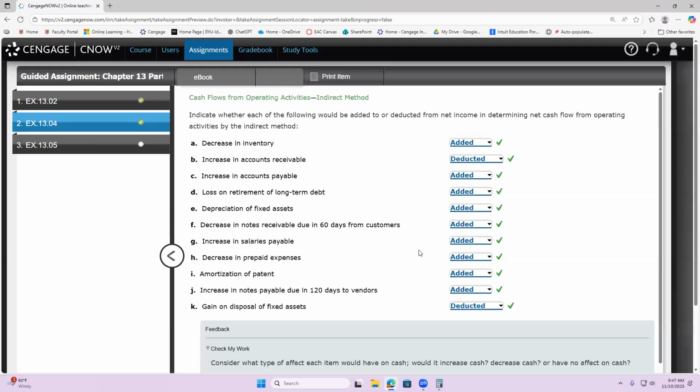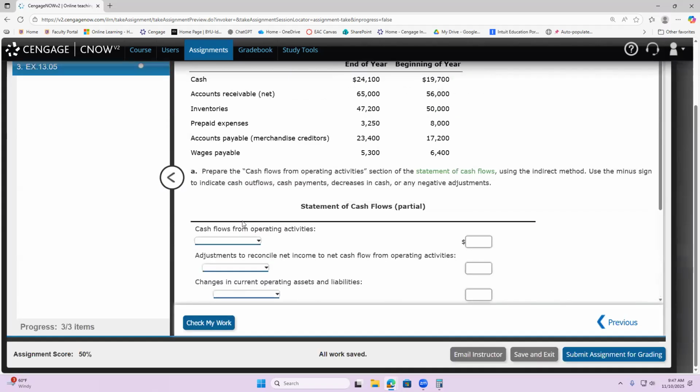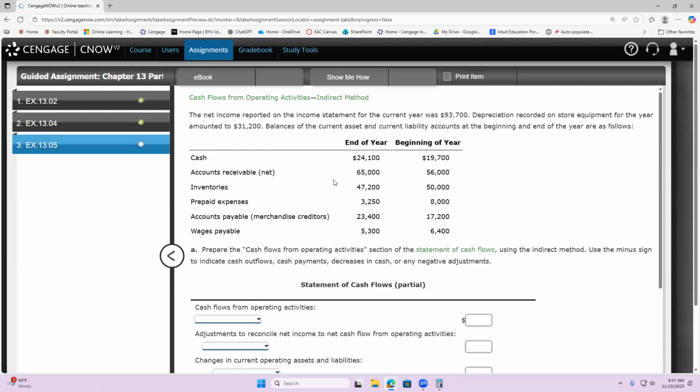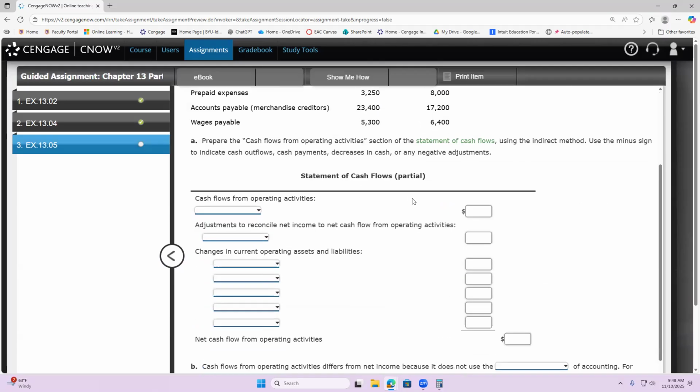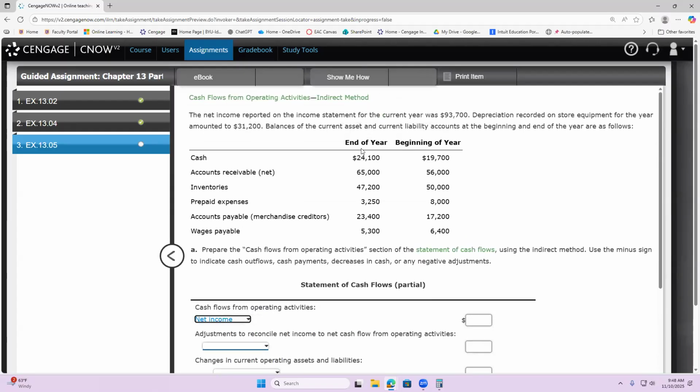All right. So those first 2 are kind of the tools we need to actually be able to do a statement of cash flows. And since we only have 3 minutes left in class time, I don't know that I want to jump into this whole thing. Well, I think we can get it. So let's look at it. The net income reported on the income statement for the current year was $93,700. Depreciation recorded on store equipment for the year was $31,200. Balances of the current assets and current liability accounts at the beginning and end of the year are as follows. So it gives us all those balances. So again, we just follow those steps. So first we start with net income. And this tells us it was 93,700.